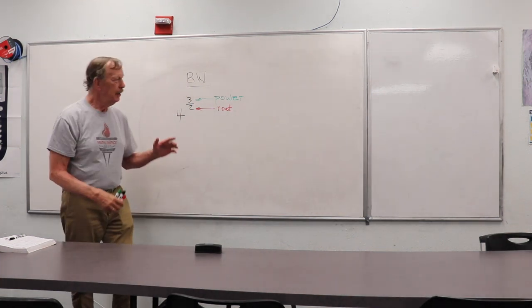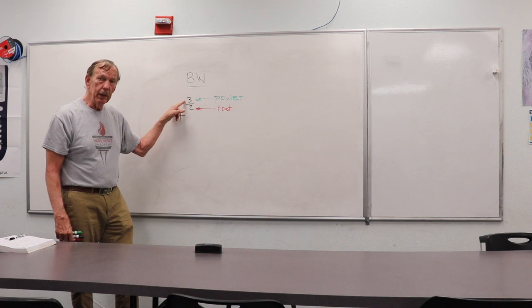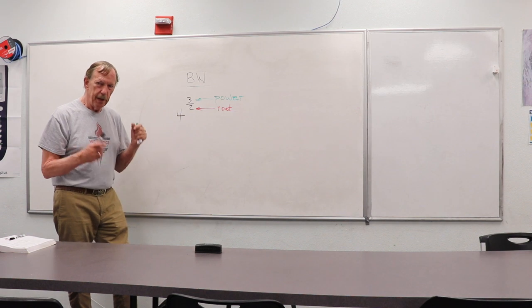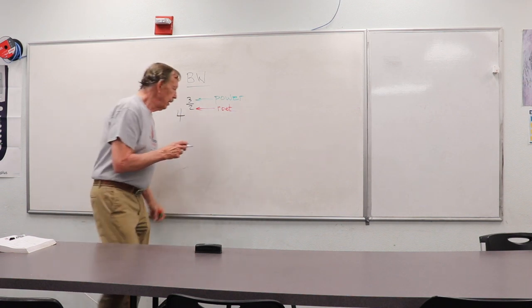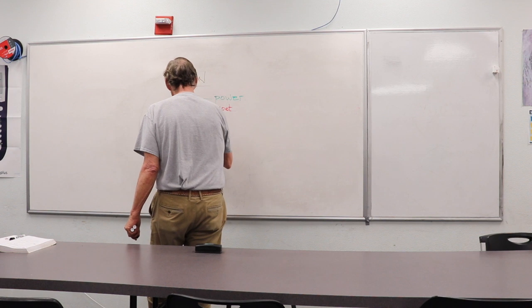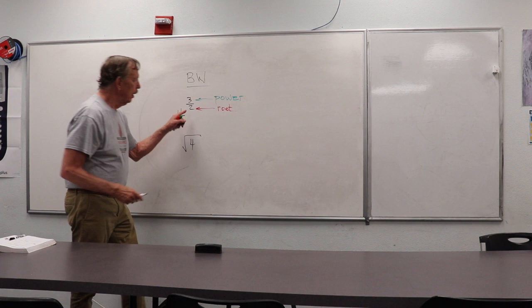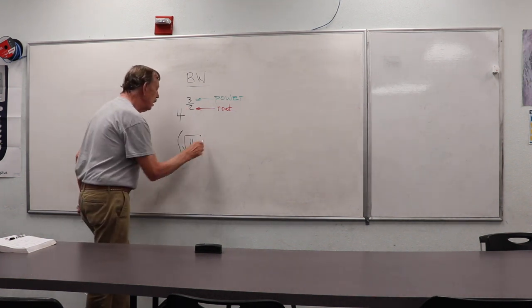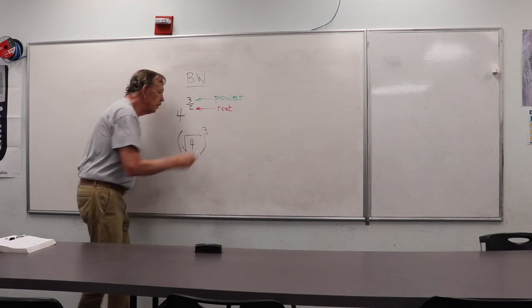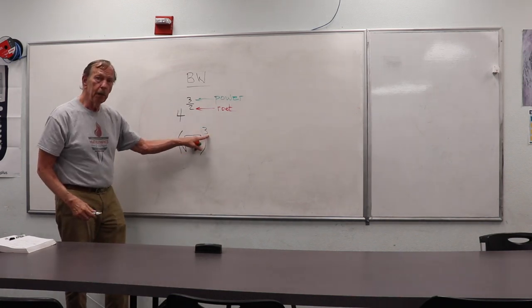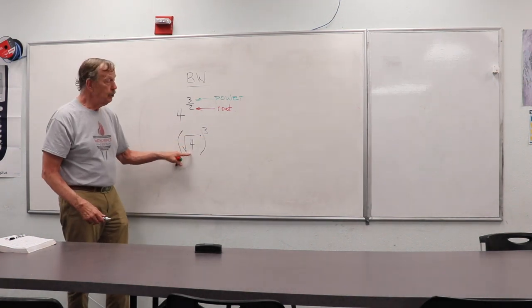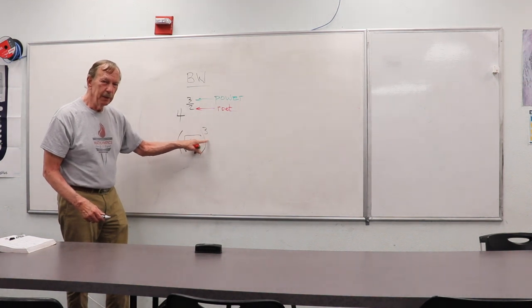Let me say that again. The top number is a power. The bottom number is a root. So if we wrote that this way, there's our root. There is our power. The square root of 4 is 2. 2 cubed is 8.